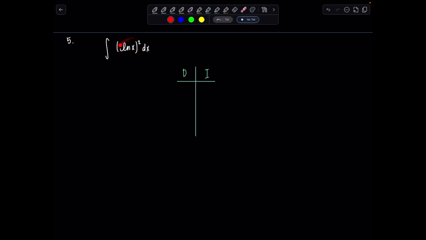Like, we cannot integrate ln of x easily. In fact, we find its antiderivative using by parts. So that's not going to go in the I column. I'm going to put it in the D column. Let's put ln of x squared in the D column. And then I is just going to be 1.